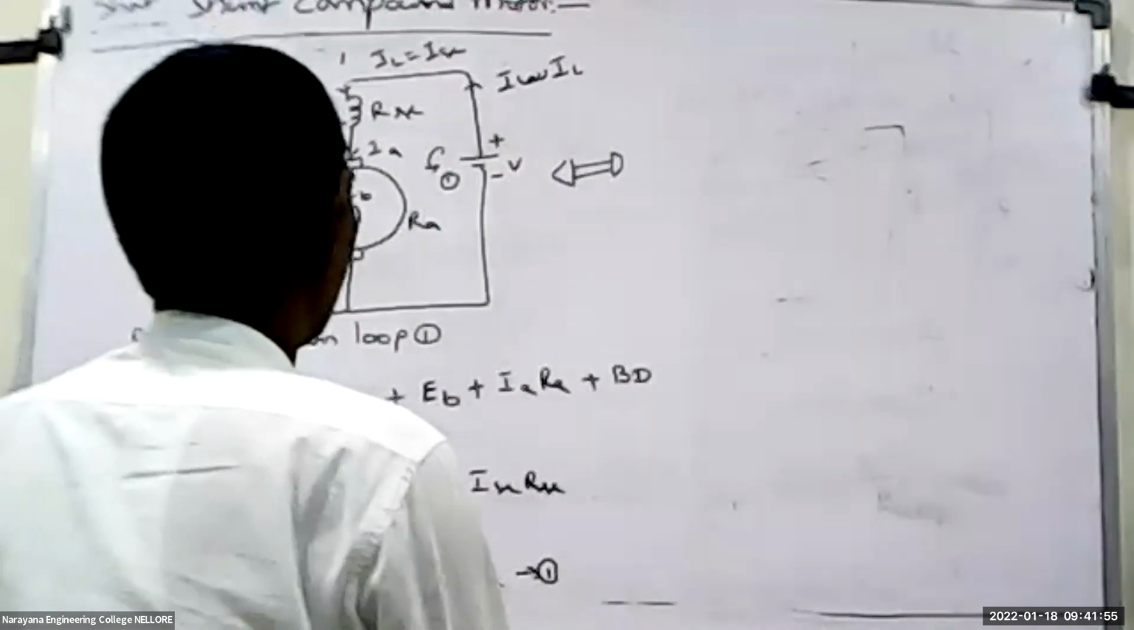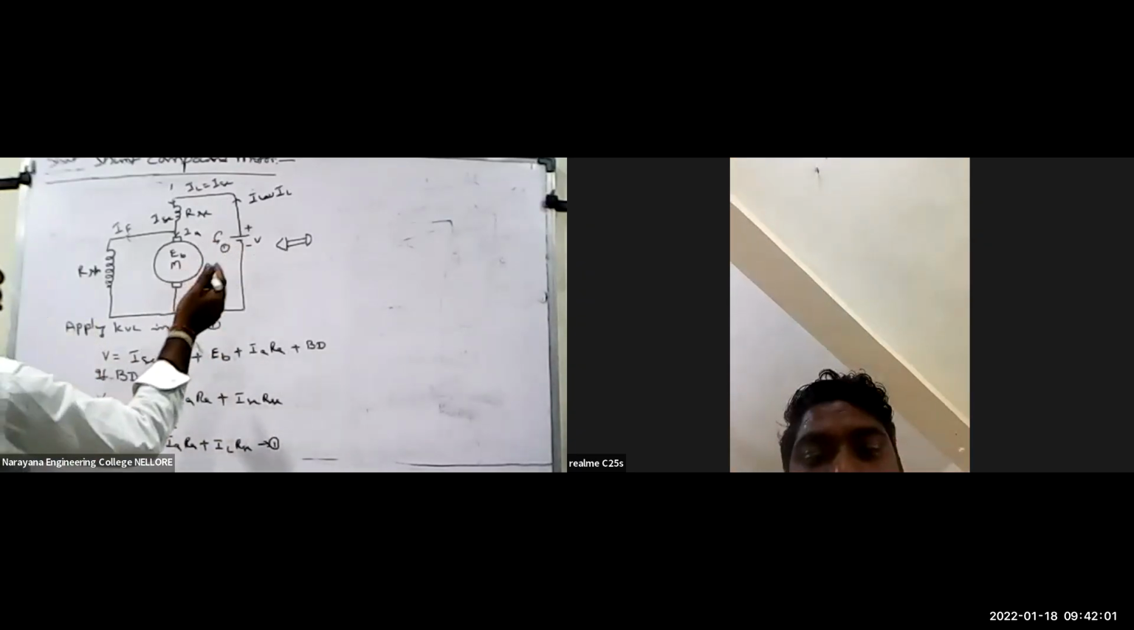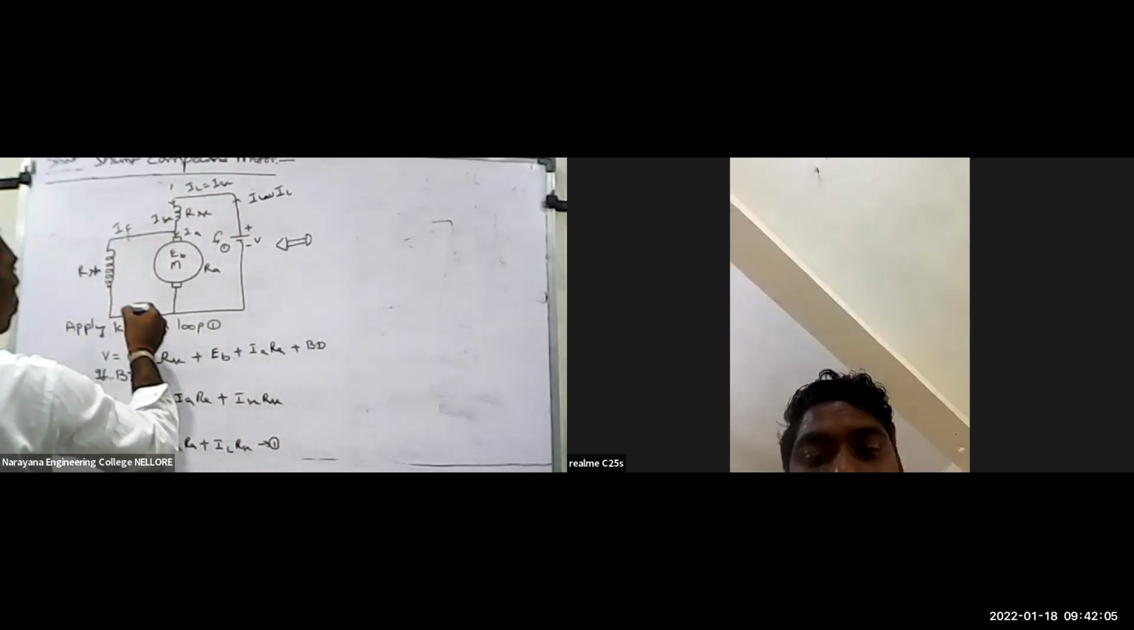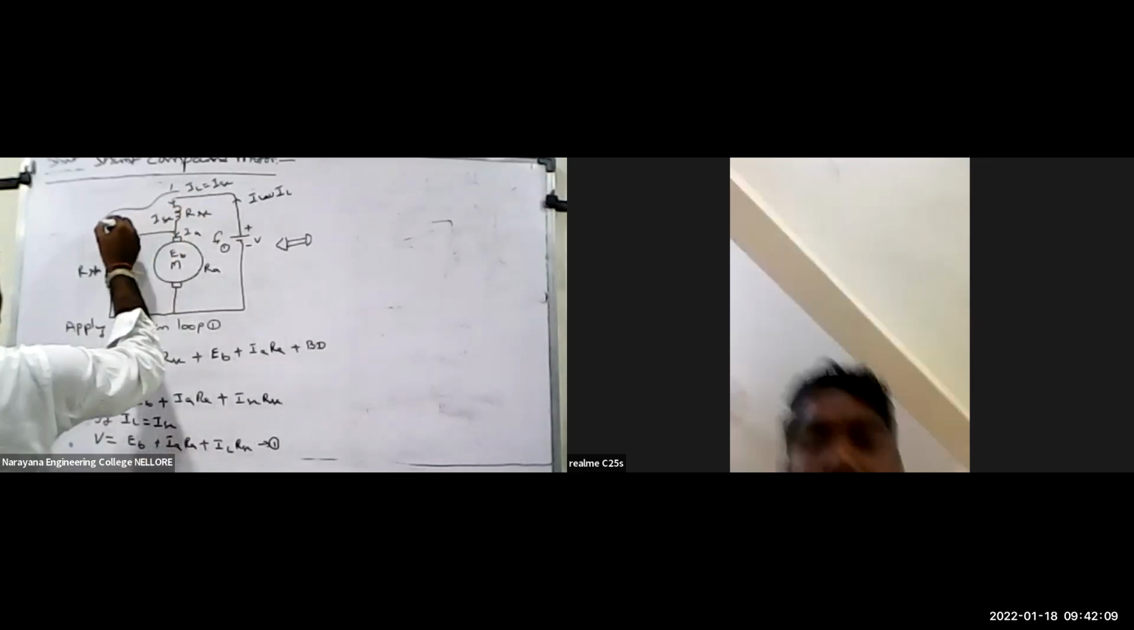Okay, now to go for another equation, another loop. Another loop means I have to explain for convenience. This is simple. So we are applying only the outer loop, so that is the case in loop 2. So apply KVL in loop 2.